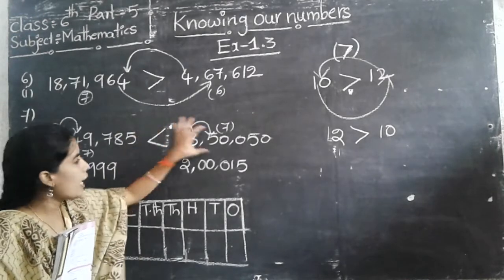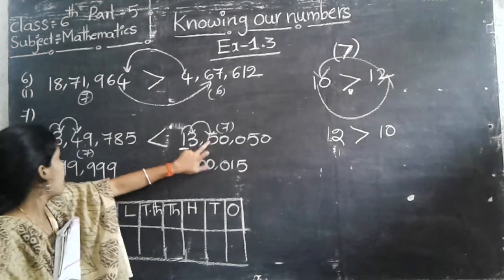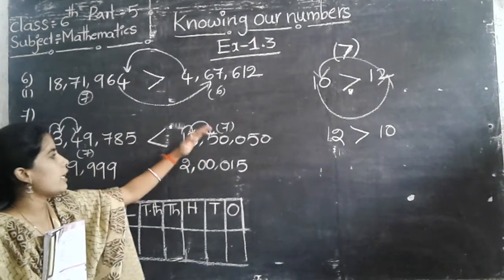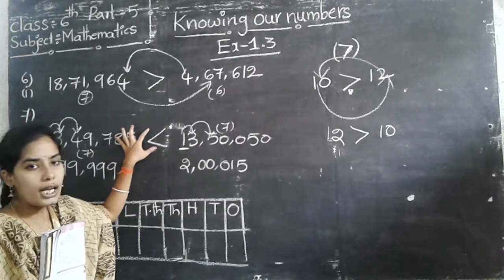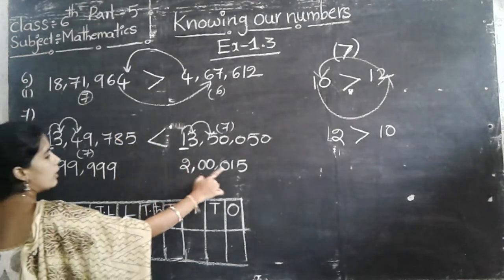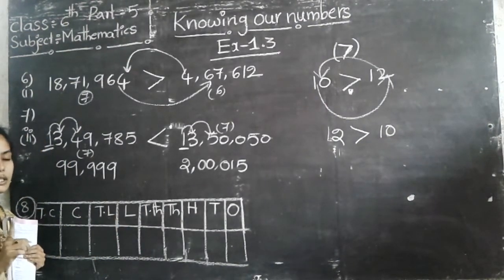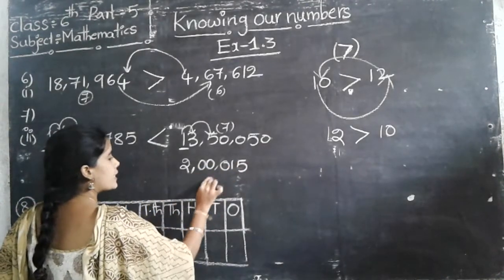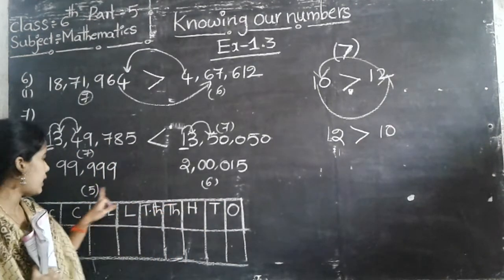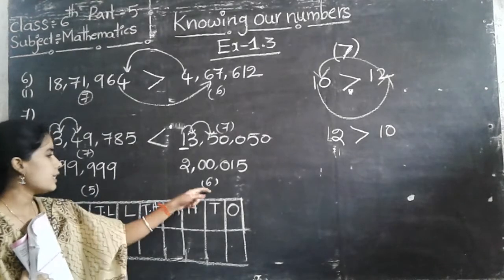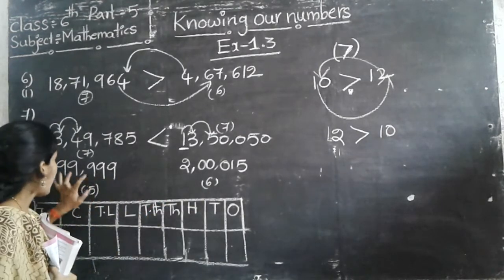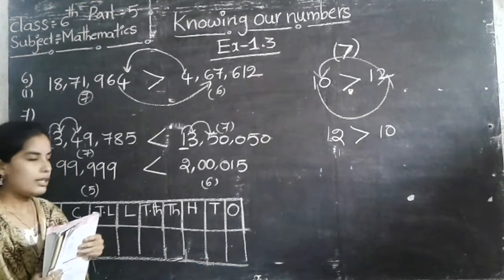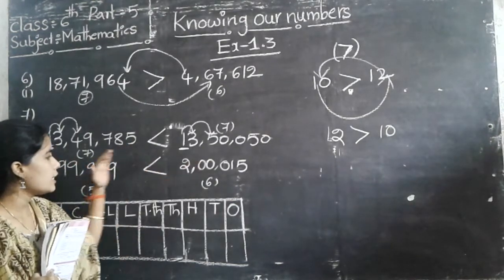To get the less than symbol, we have to change the number pattern. In this question, this number will be on this side and the next number on this side, but according to our requirement, we have to change the number places. Then only we get the less than symbol. In the same way, here also one more problem is there. First count the number of digits: 1, 2, 3, 4, 5. Here 5. 1, 2, 3, 4, 5, 6. Here 6. So compare 5 and 6. Which is smaller? Yes, 5 is smaller. So the 5 digit number is 99,999. So this also compulsorily wants the less than symbol, that's why we have to change the number pattern.